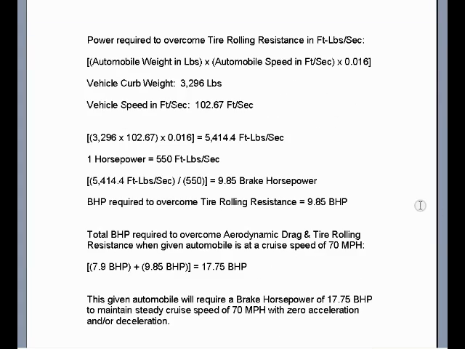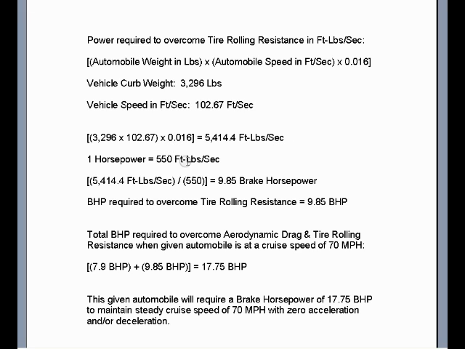So the next component to figure out the power to overcome is the tire rolling resistance, and that's simply the weight of the vehicle in pounds, 3296, times the speed of the vehicle in feet per second, times the coefficient of rolling resistance. That would be 5,414.4 foot-pounds per second of power is required to overcome the tire rolling resistance.